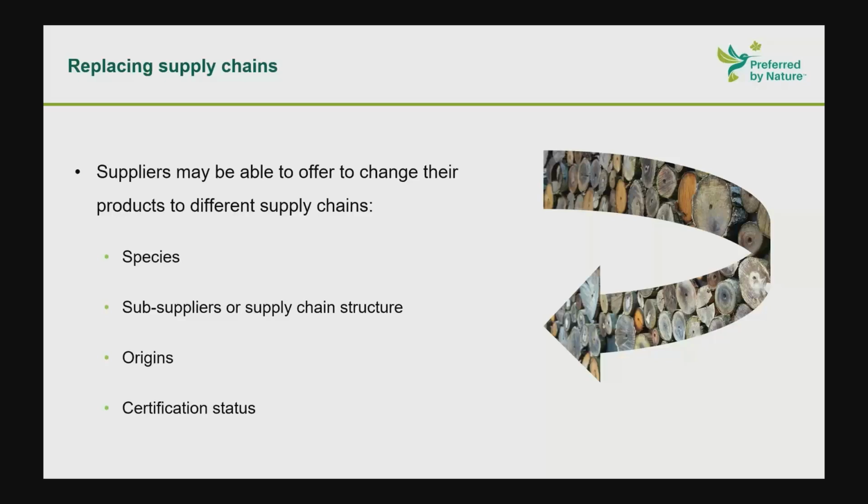You might also request your supplier to source from a different origin. So you might want to keep working with your factory, but request them to import timber from a different country. And you might also request a different certification status of the material in place. So that's about changing something in your supply chain.